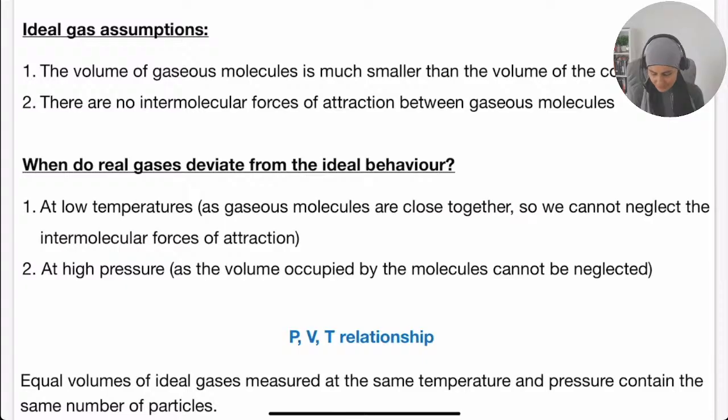It becomes solid. And at high pressure, gases would also deviate from ideal behavior. Why? What is high pressure? Well, at high pressure, you have a lot of molecules in a small volume. So you have some volume and there are a lot of molecules. In that case, you cannot say that the entire volume of the vessel is available for molecules to move. So the volume occupied by the molecules cannot be neglected because it's so cramped. The molecules occupy a significant volume of the vessel. These questions are usually multiple choice.